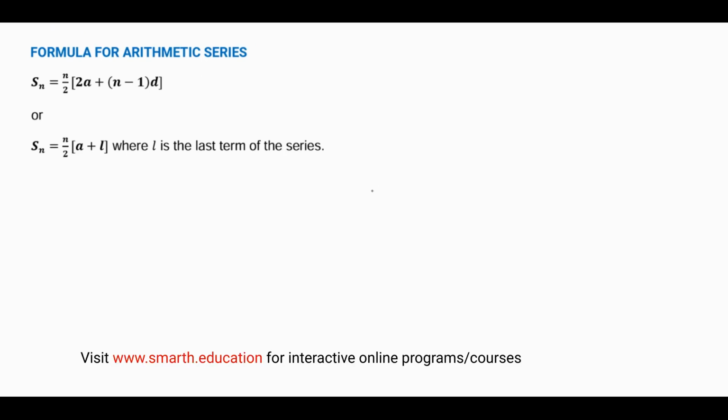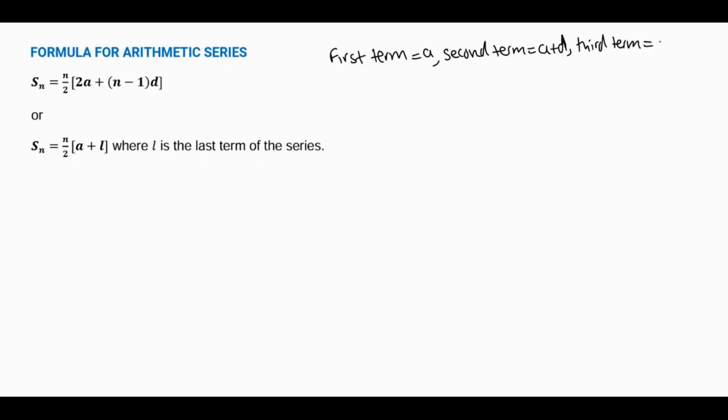Welcome back. Let's do method 2 of proving the arithmetic series formula. Right, first term is a, then second term is equal to a plus d, and then we have third term. Third term is equal to a plus 2d. It goes on like that. Fourth term a plus 3d, fifth term a plus 4d. It goes on like that.